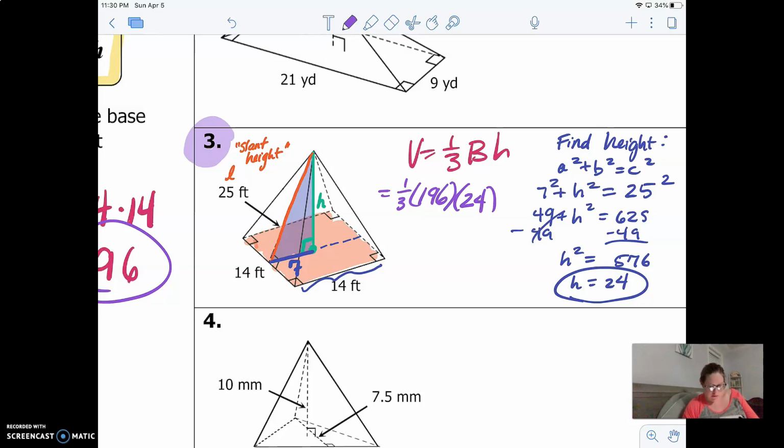196 times 24. Do not forget to divide by 3. Or you can type the 1/3 first. Sometimes people like to do that. That is 1568 feet cubed. Boom, boom, boom. Again, not hard, just maybe a couple of steps, lots of steps that involve Pythagorean theorem, things like that. Okay? So that's a good one.